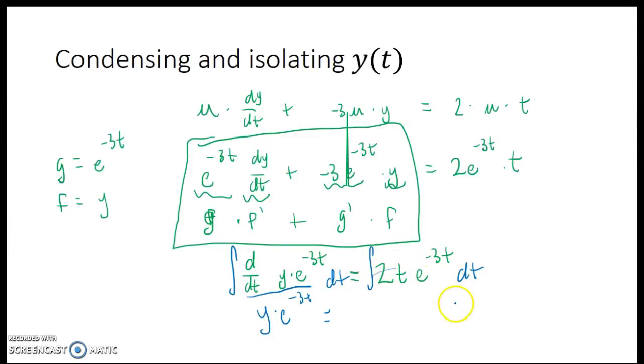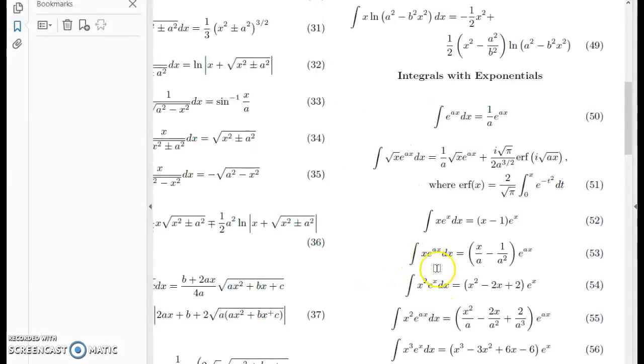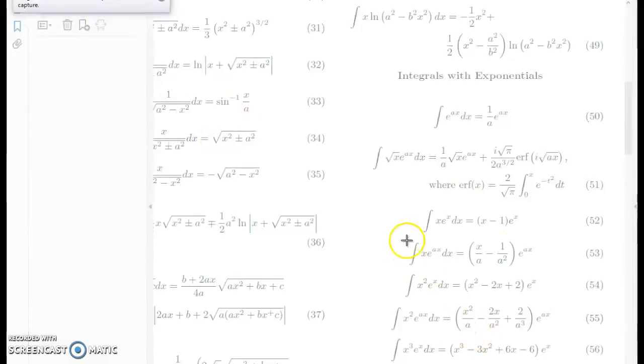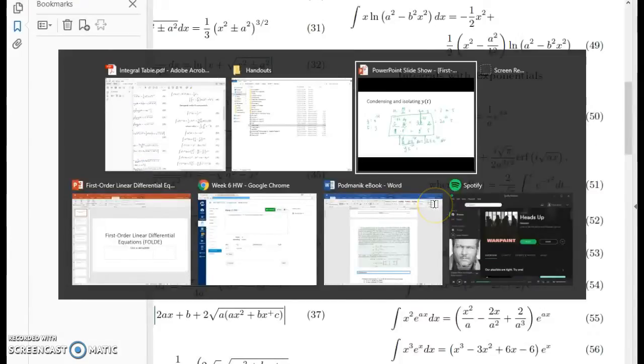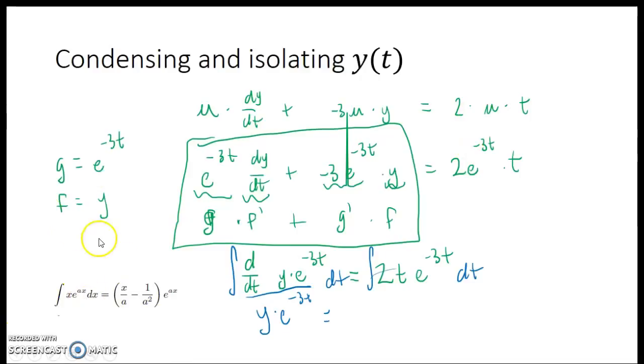And on this side, I have to work a little bit more. I have to integrate 2t e to the negative 3t. And using an integral sheet, I have that the integral of something of the form x times e to the ax dx is equal to this thing on the right. So I will go ahead and grab this so we can paste it in. And so here's the form of the integral that I want to take, and I'm applying it to this right-hand side. I am going to actually write this as 2 times the integral of t e to the negative 3t dt.